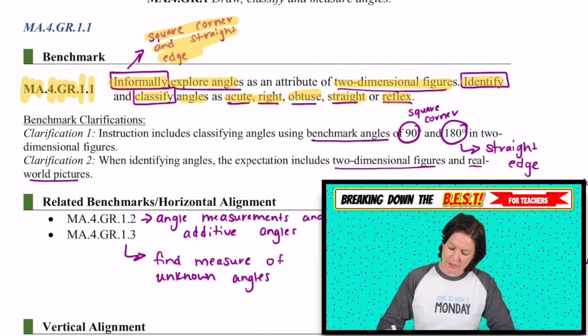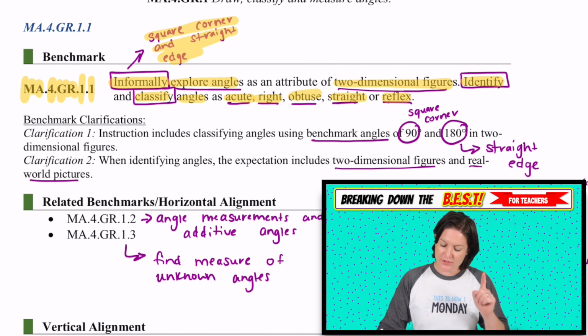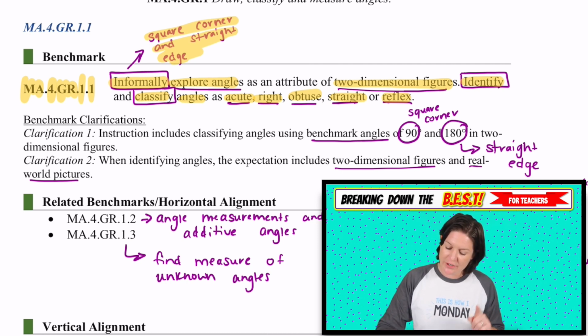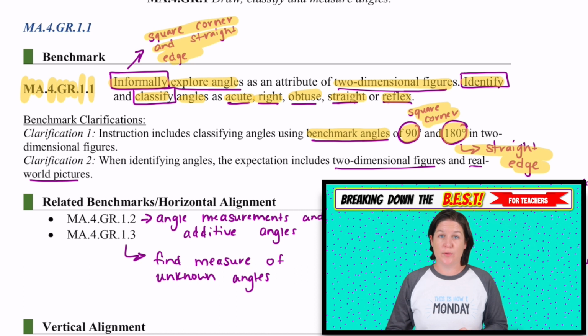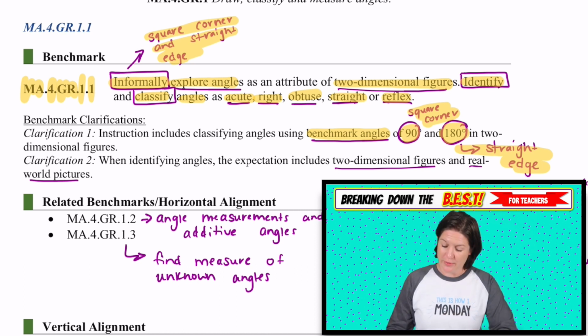All right, so some benchmark clarifications that we need to know. It says that instruction includes classifying angles using benchmark angles of 90 degrees, which would be a square corner, and 180 degrees, which would be a straight edge. So just using square corners, just using straight edges to determine the type of angle that we have.